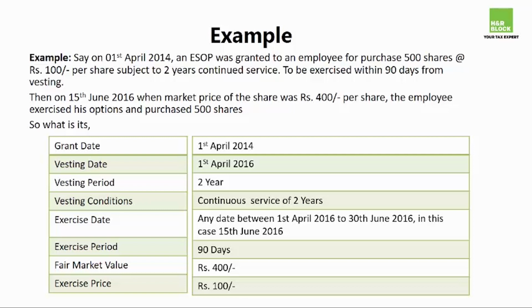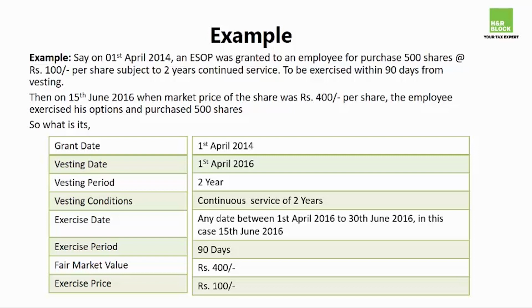Fair market value. So the price on the date of allotment. So here, when the shares will be allotted to you on 15th of June 2016, the price on the date of allotment will be your fair market value. So 400 is the fair market value.